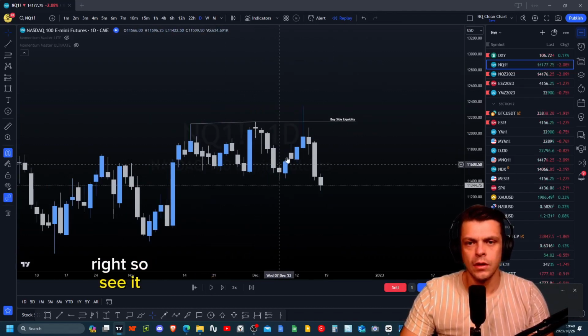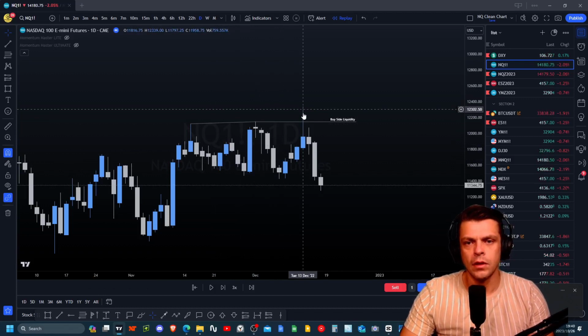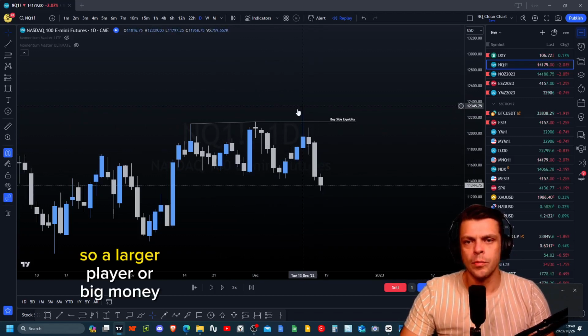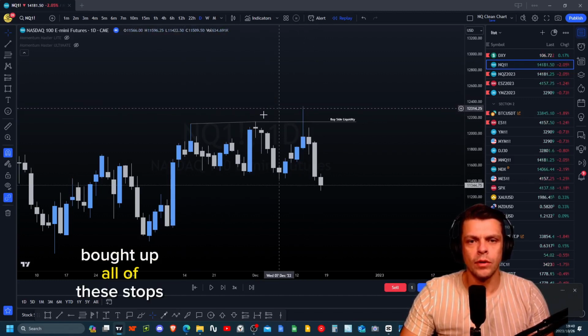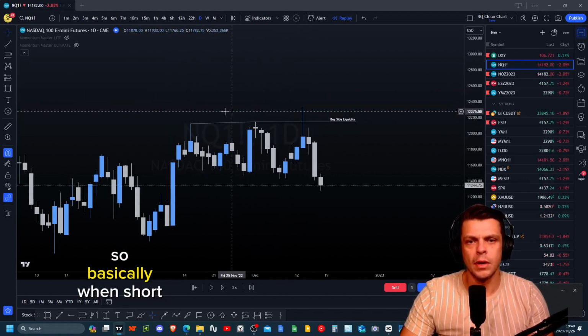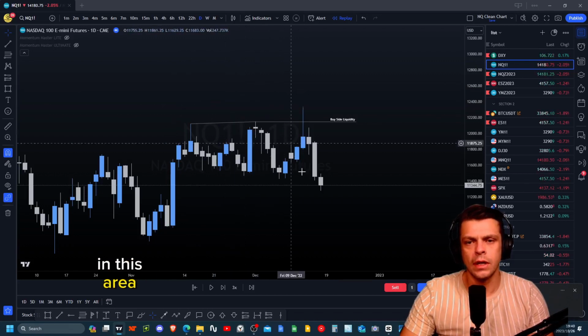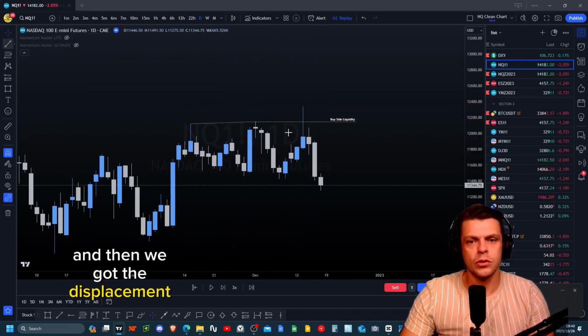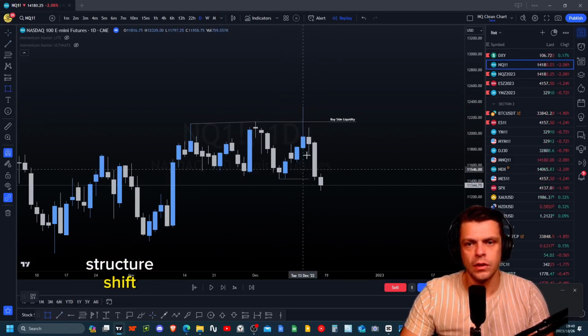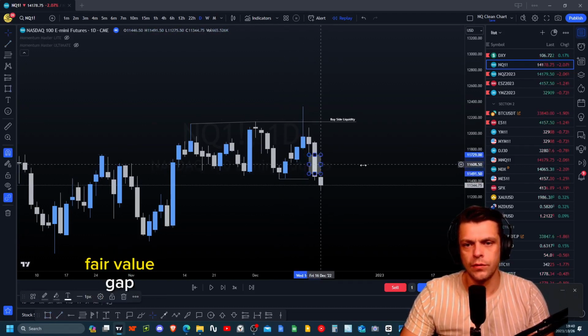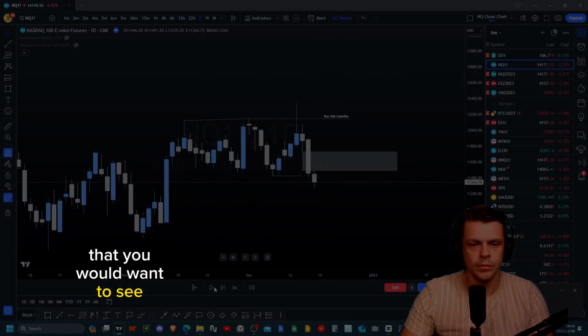All right, so see, it poked into that level, then got rejected. So a larger player or big money basically sold into all of the stops in this area. So basically went short in this area. And then we got the displacement below the low for the bearish market structure shift. And then it also created the fair value gap that you would want to see.